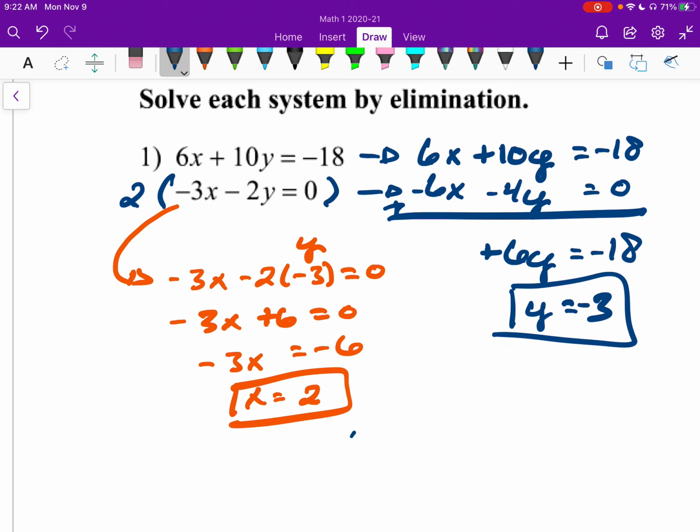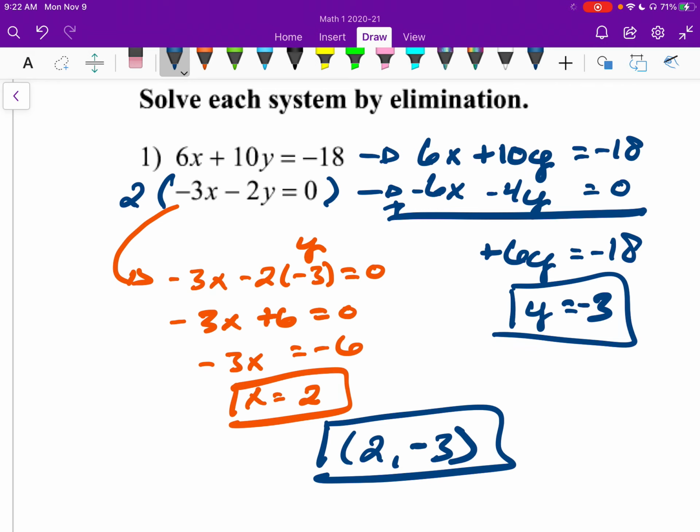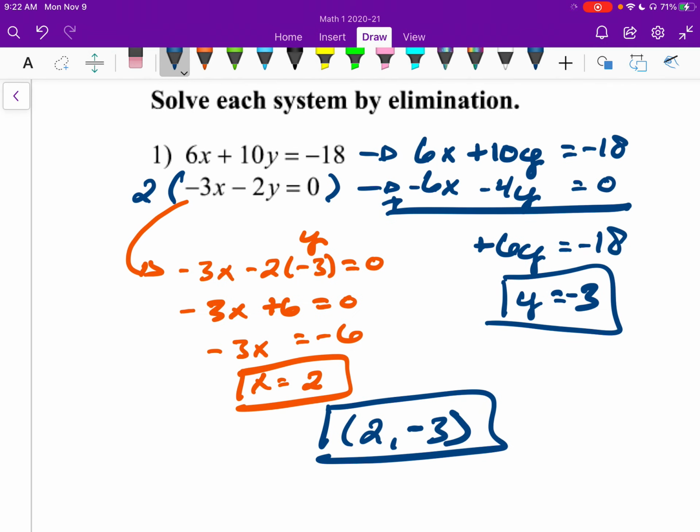So I write my answer as a point. It's going to be 2, negative 3. All right, not too terrible. At least I hope it's not too terrible.